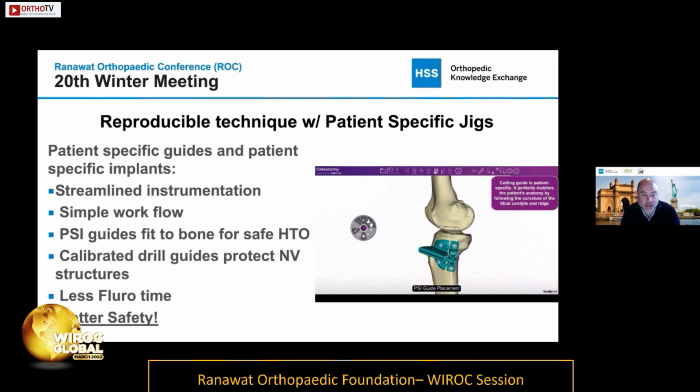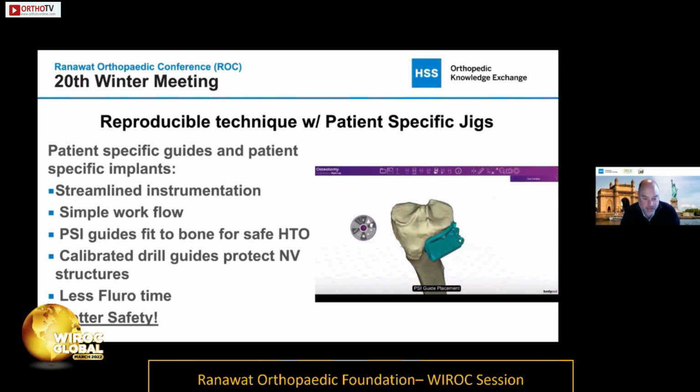So what do I think about this? You have streamlined instrumentation, you have a simple workflow, and then you have these PSI guides that fit to the bone for really now imposing safety. You can do smaller exposures. You don't have to put big jigs in the back of the knee. I'm still a fan of putting a jig in the back of your knee.